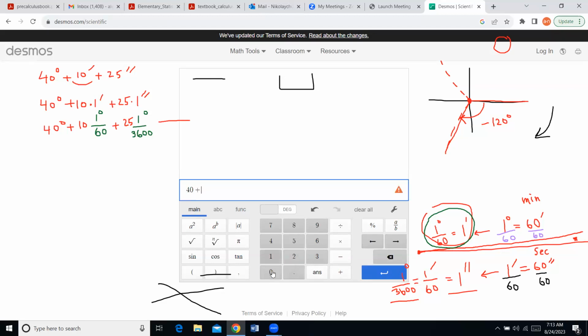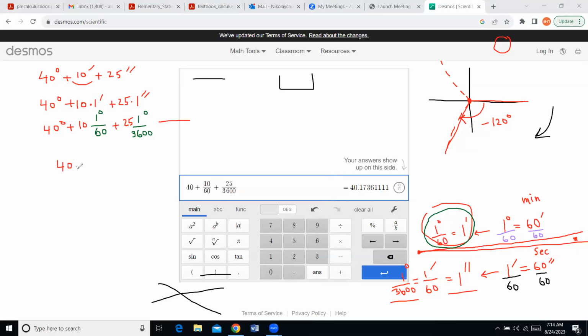So you actually go 10 over 60, because we don't really put these symbols called degrees, and then plus 25 divided by 3600. And we produced the number. So this is 40.1736 and a bunch of ones. I say, do I have to copy all that? Well, you don't have to. You could just put ... and that way you will be producing the answer.